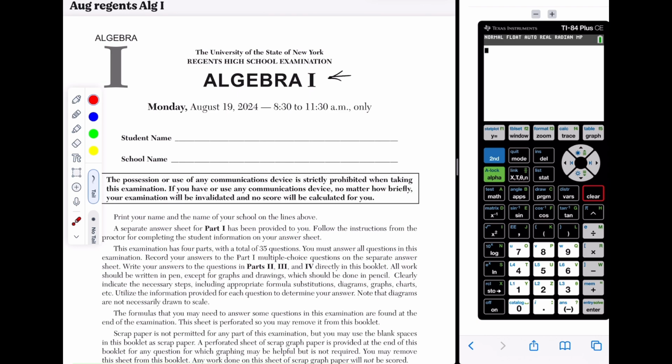With that said, we're going to get ready to jump into number 1, so get your copy of the test ready, and we'll start breaking down this Regents exam.